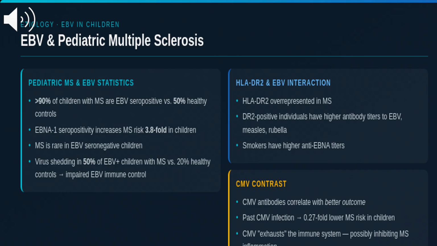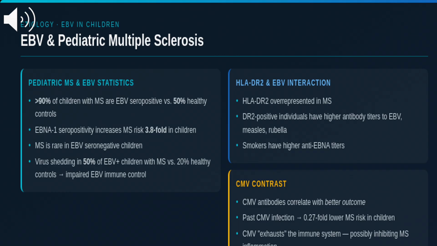One of the most telling findings is about viral shedding. EBV shedding occurs in 50% of EBV-positive children with MS, but in only 20% of EBV-positive healthy controls. This suggests that MS is not merely associated with having been infected with EBV, it is associated with impaired immune control of EBV. The immune system in MS cannot properly contain the virus, and this loss of control may be both a cause and a consequence of the broader immune dysregulation.